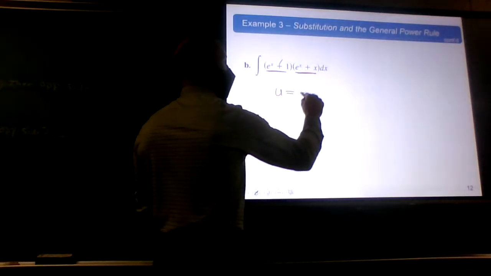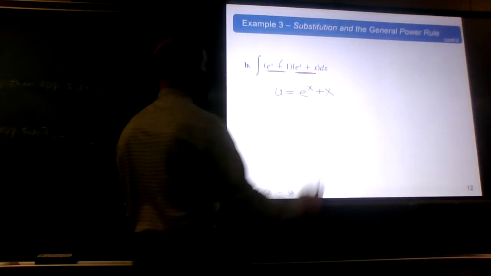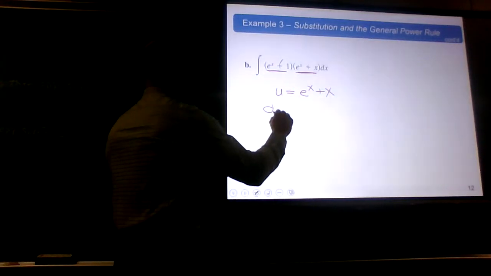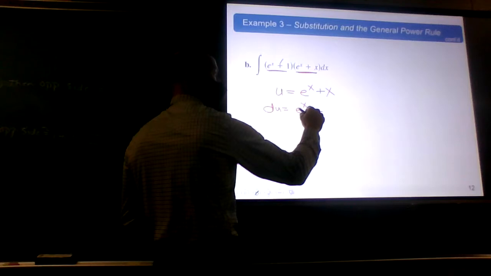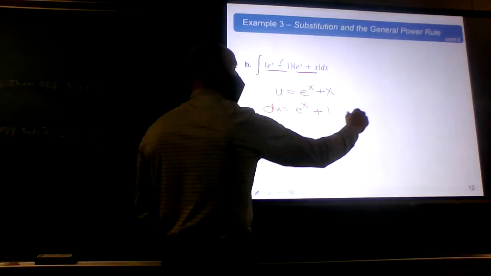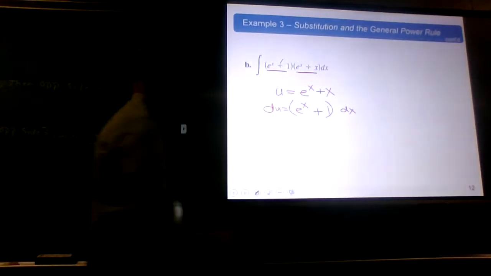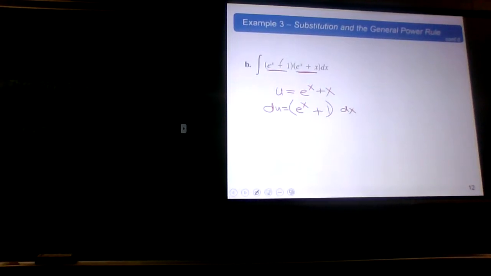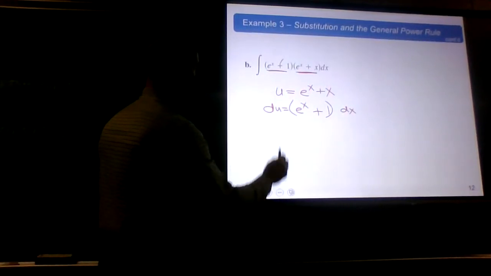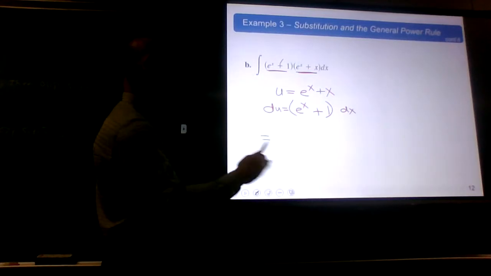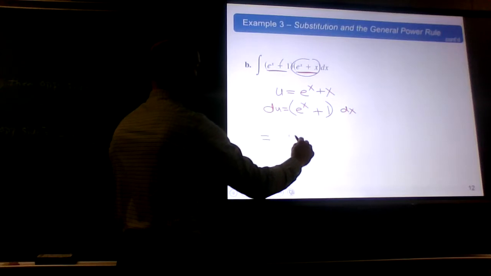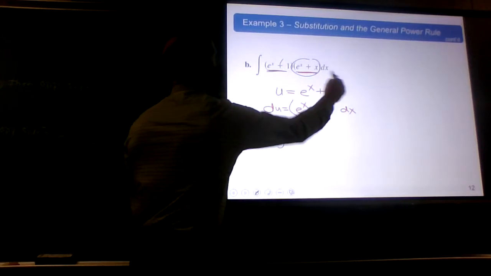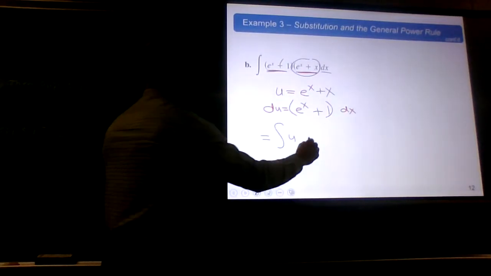So I'm going to let u equal e to the x plus x. Therefore, du would be equal to e to the x plus 1 dx. The derivative of e to the x is e to the x. The derivative of x is 1. And again, don't forget to add the dx there. In other words, this integral, you could think of it as, well, what are we going to put in for this? U. What are we going to put in for this? Du.